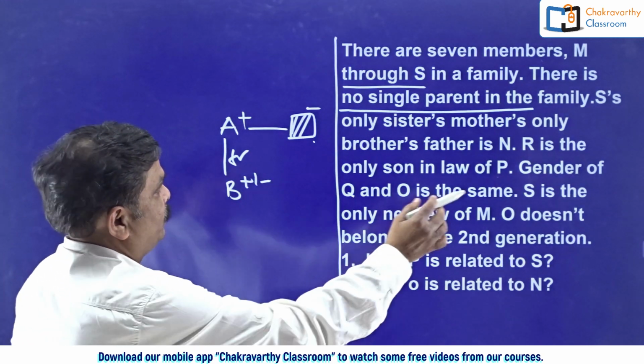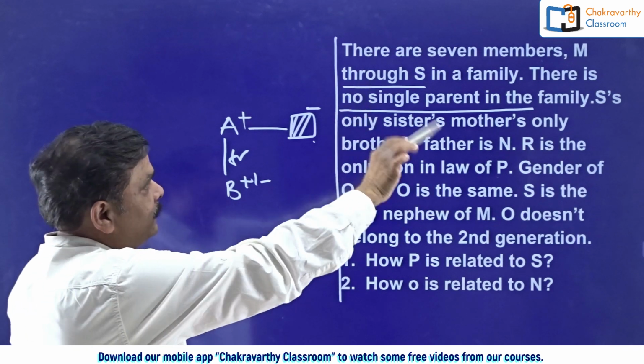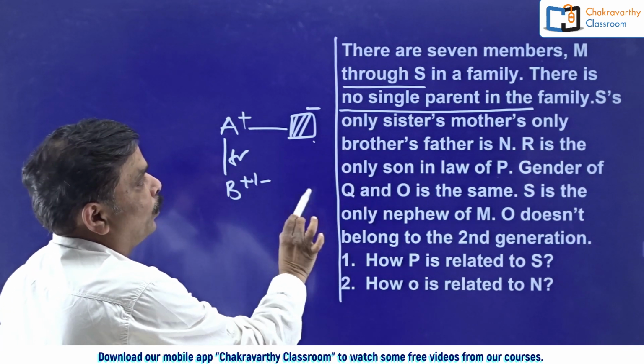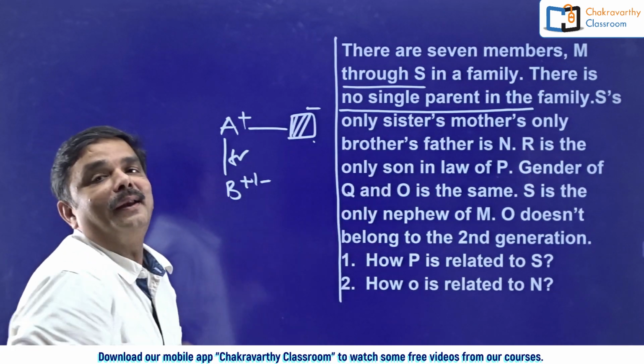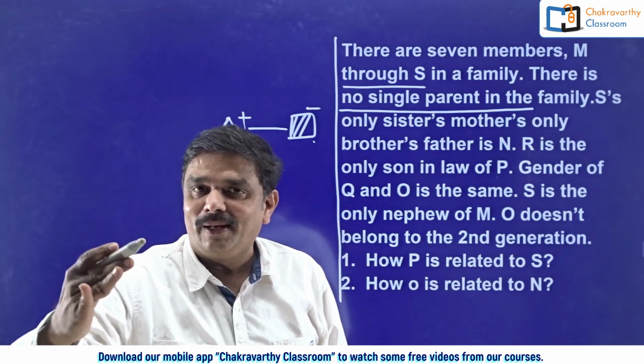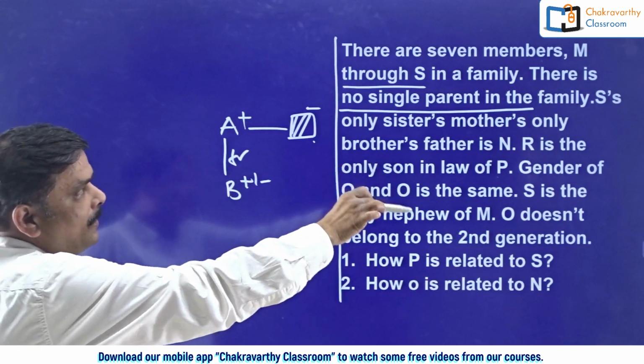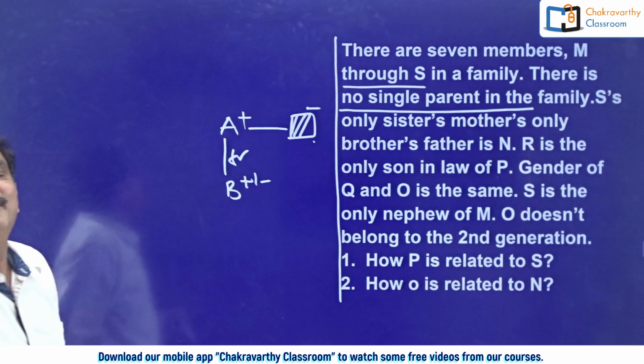Now go for the next information. S only sister's mother's only brother's father is N. Don't read it this way in the examination; I'll tell you how to go for it in a simpler way. After that, R is the only son-in-law of P. Like that, they have given some information.